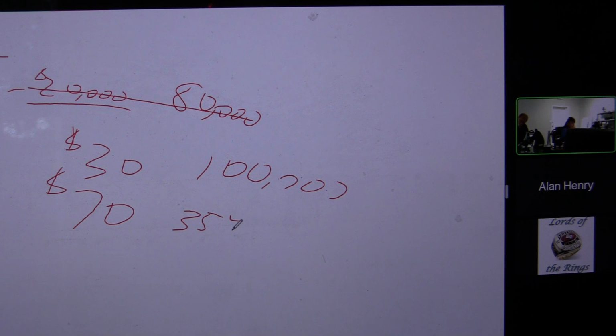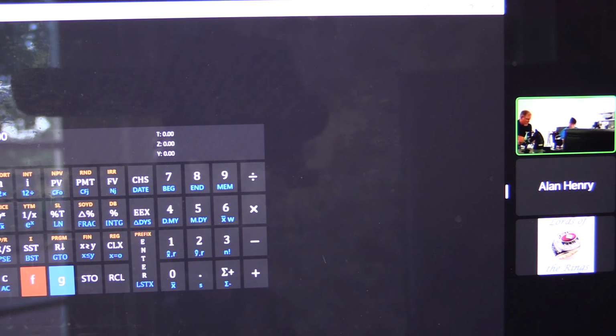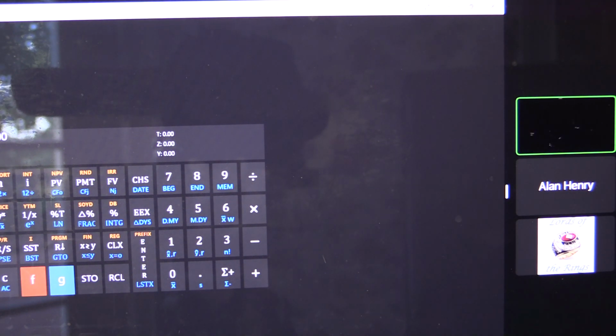If you take $70 a month, and you didn't put in a life insurance policy, but you invested it instead, what would you have? Let's put it in an S&P 500 fund, let's say 12%, $70 a month at 12% for 35 years. The N is time, the I is interest rate, the P is present value, PMT is payments, FV is future value, CHS is change sign, CLX is clear.